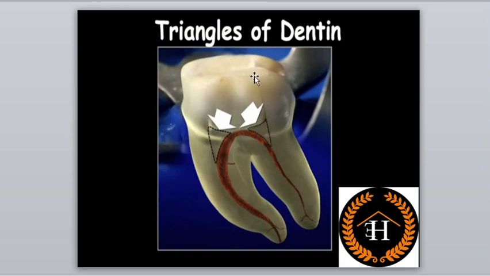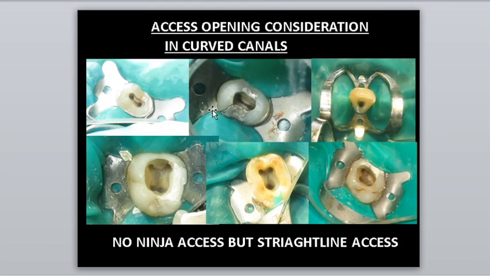We need absolutely straight line access. These triangles have to be moved away from the furcation area towards the axial area to achieve a straight line axis. I'll share some of my straight line axes with you. Have a look at these. This is straight. There is no conservation over here.